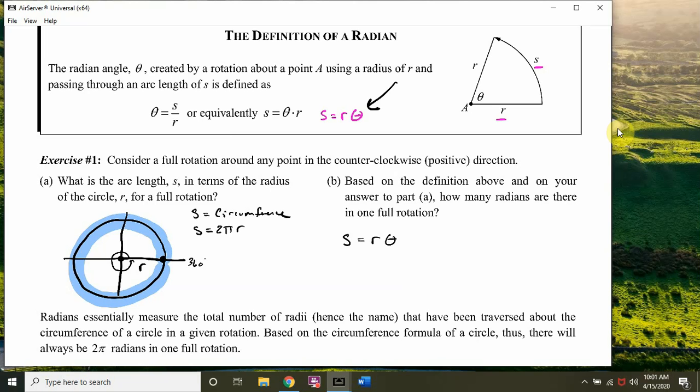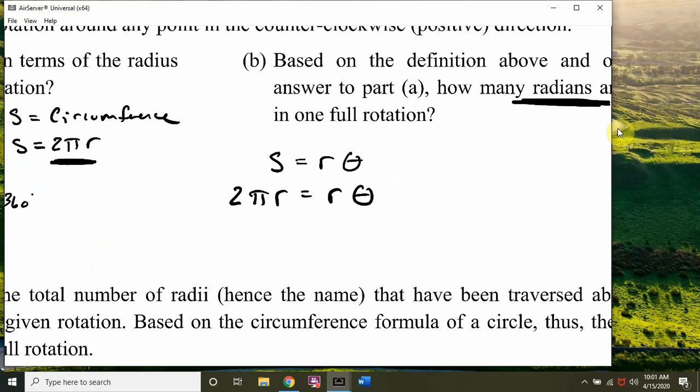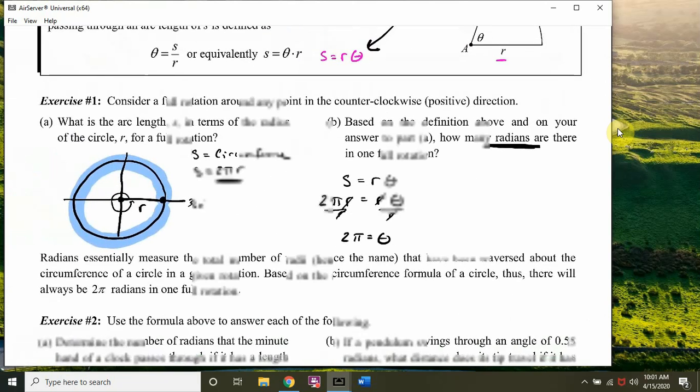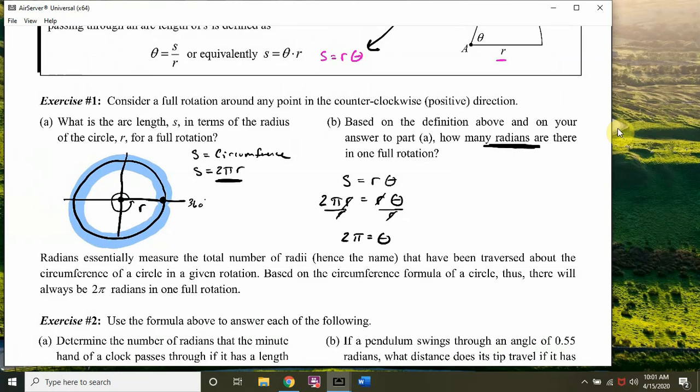Now, we just figured out that S was the full circumference of the circle, which we're going to write as 2 pi r. And that's going to equal R times theta. Now, we want to know how many radians there are, so we're solving for theta. Let's divide both sides by r to get theta by itself. And what do you notice we're left with? 2 pi equals theta.